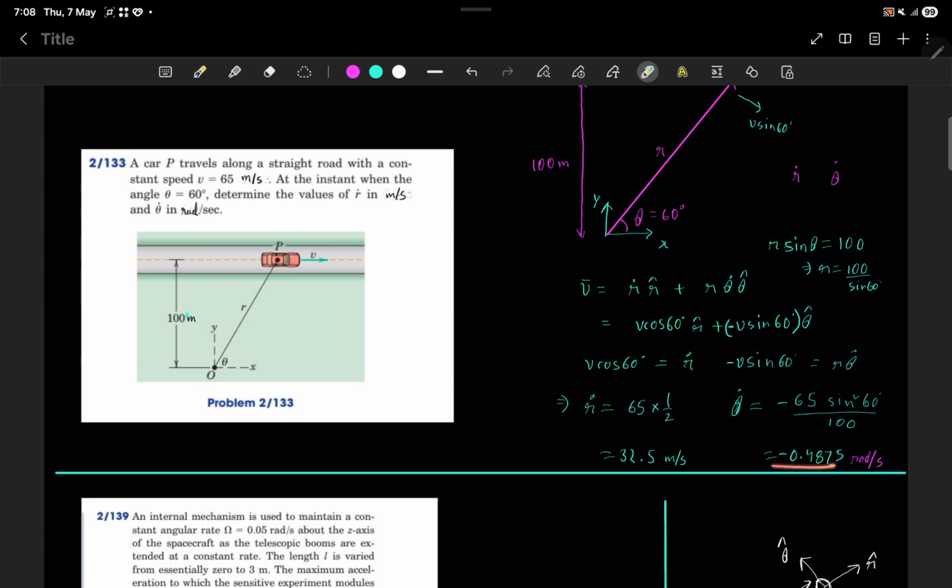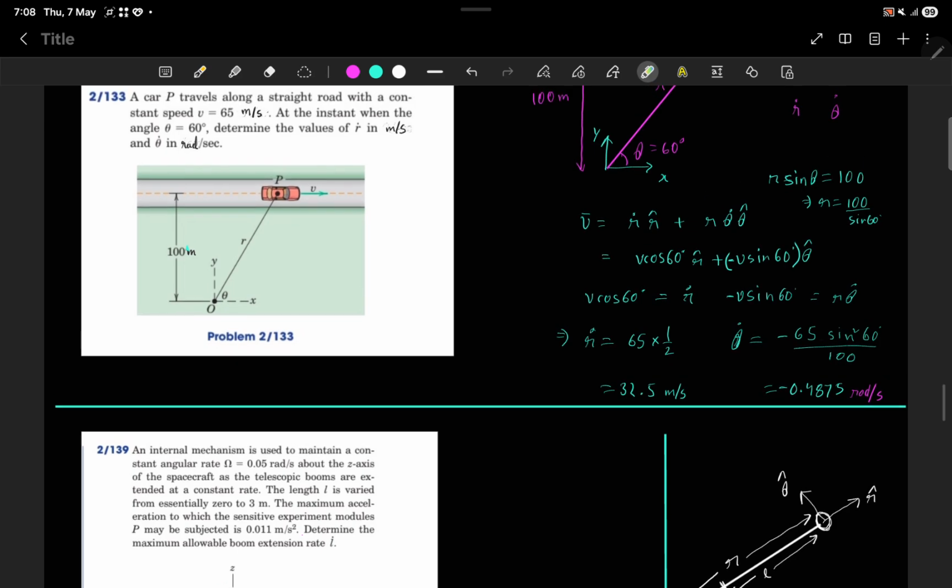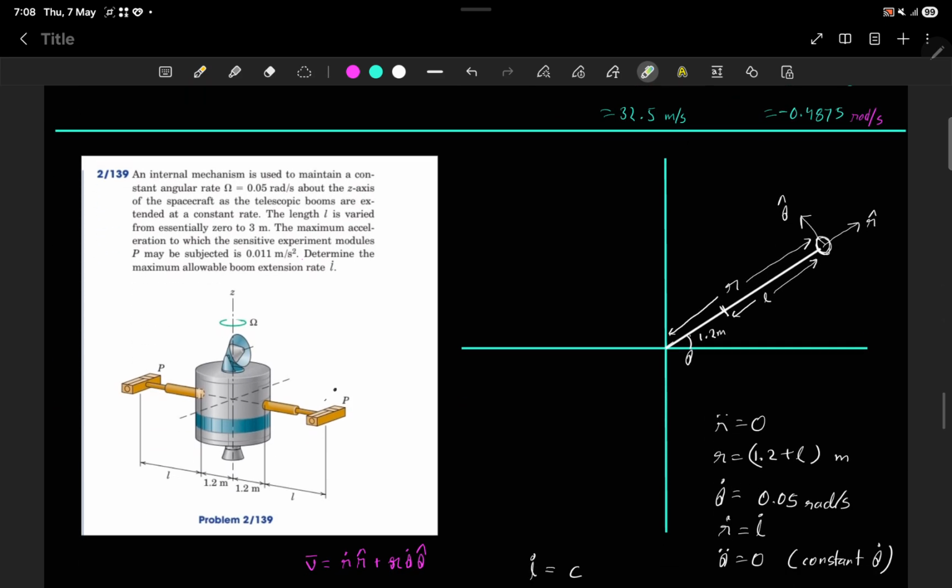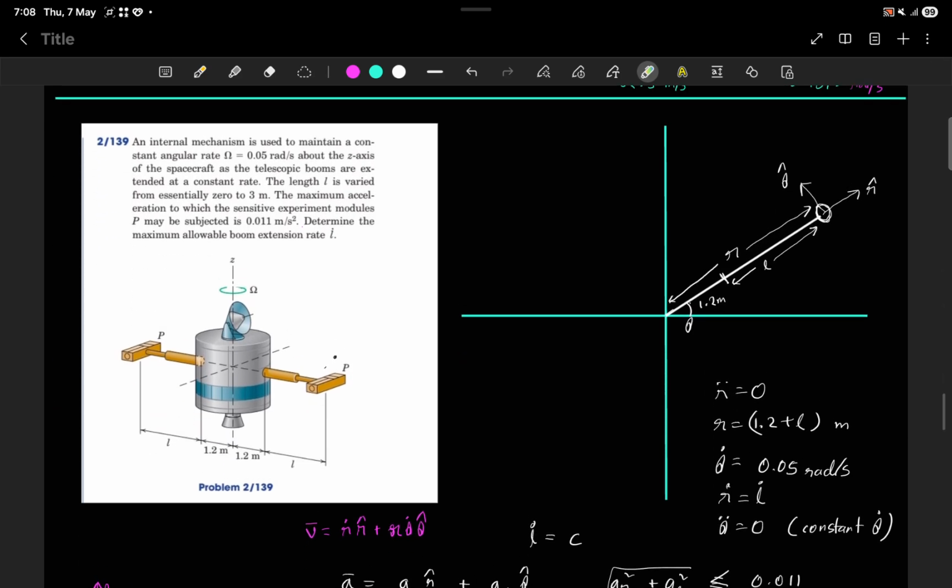From here I have got my theta dot. Okay, so these two are very basic problems. Now let us advance to some very nice question.